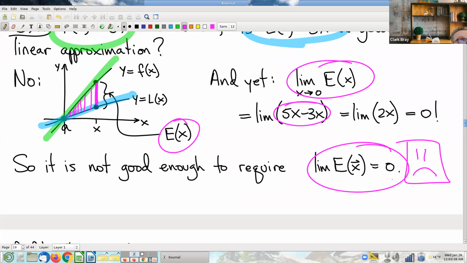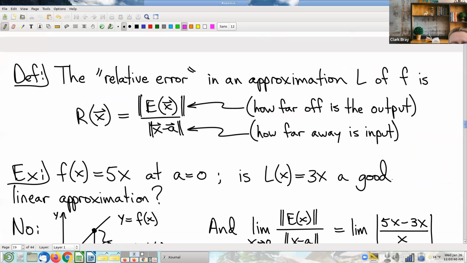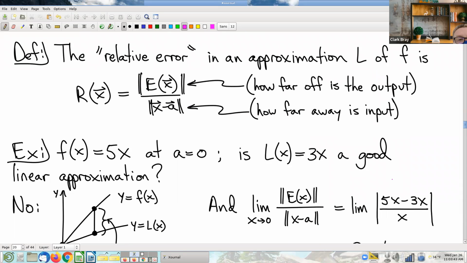Okay, so that was our first attempt. What works better is this thing called relative error. Relative error says, look at the error, but see how that compares to how much your displacement is away from your base point. So we're not going to ask, does the error approach 0? We're going to ask, does the relative error approach 0? In other words, even after you divide by this thing approaching 0, does the fraction itself still approach zero because the error is going to zero so fast?